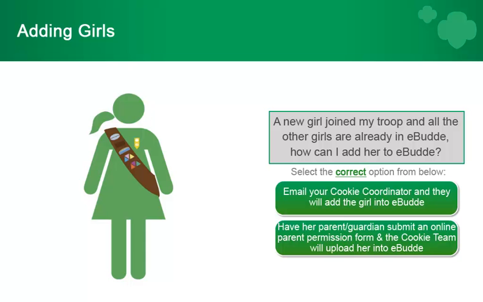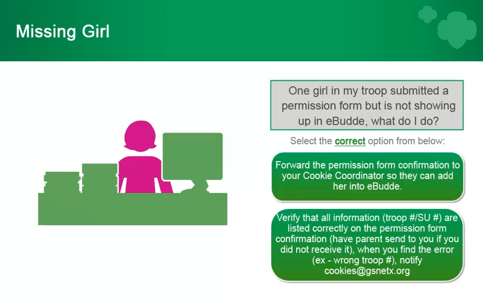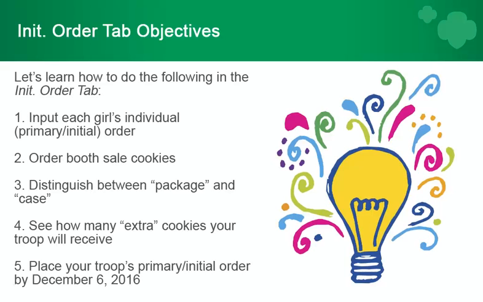A new girl joined a troop after all of the other girls were uploaded into eBudde. How can the TCM get her added to eBudde? A TCM notices that there is a girl missing from her Girls tab, and she knows that she has a parent permission form on file. What should she do?